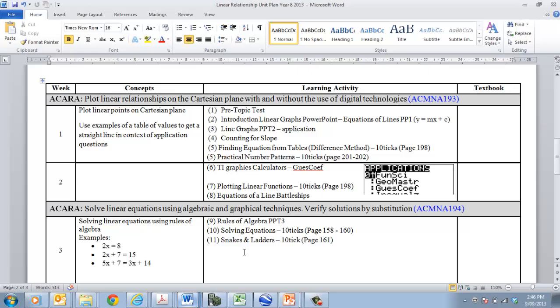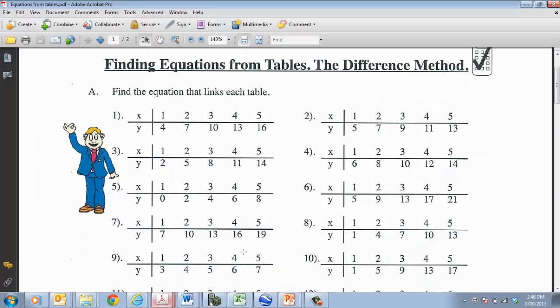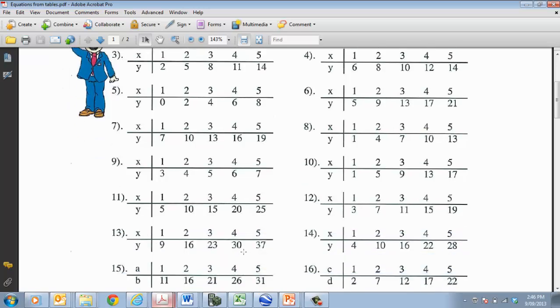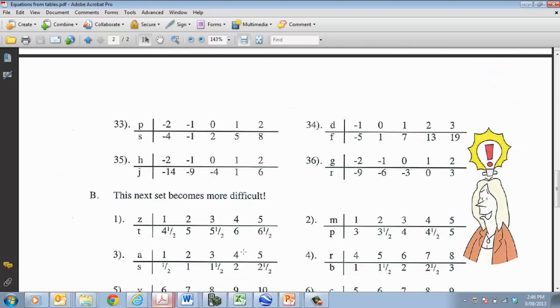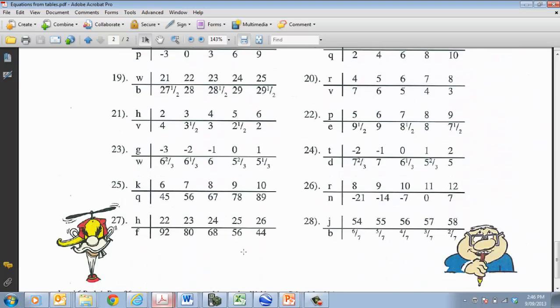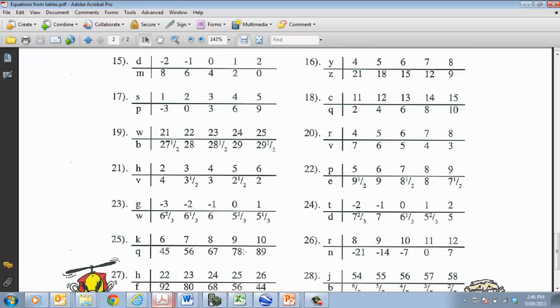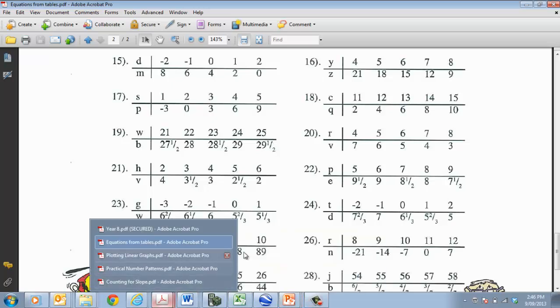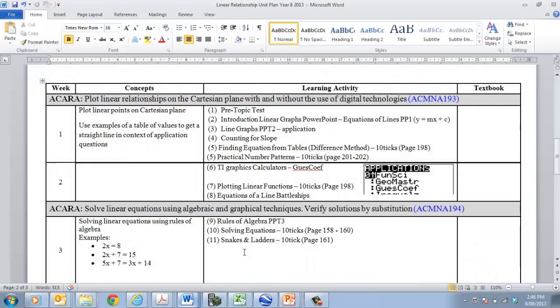it's about you picking and choosing what you want to do. Find the equation from tables, that's out of 10 ticks. Finding equation from tables. So again, getting the kids to have a bit of practice at plotting some points onto a graph, and then trying to find the equation from that. Now you can see there's heaps of them. You probably don't have to do more than a couple of those. So you pick how many you want the kids to do. Get the idea of using the pattern to find the equation of the line, because that's the important thing. Using the table to find the pattern and then find the equation for that line.